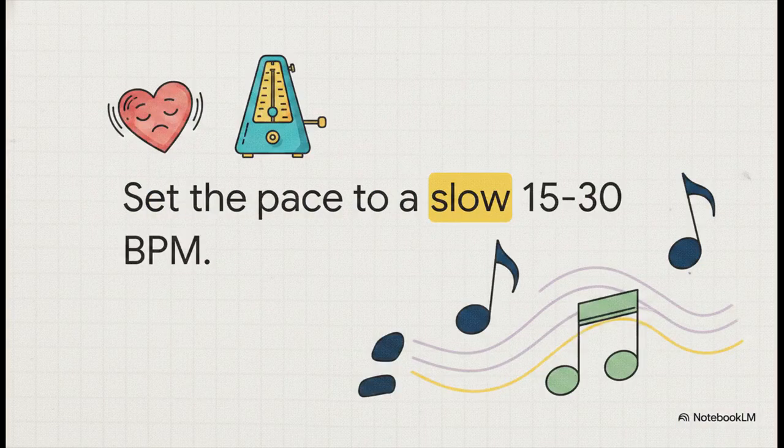Then we dive into the real specifics. The blueprint calls for a slow tempo of 15 to 30 BPM, or beats per minute. Now, if you aren't an audio engineer, that probably sounds like a bunch of technical jargon, so let's break it down really simply. A normal resting human heartbeat is somewhere around 60 to 100 beats per minute. So 15 to 30 BPM, that is an incredibly slow, deliberate, and relaxed pace. It tells the AI exactly what kind of auditory landscape to paint for your audience.